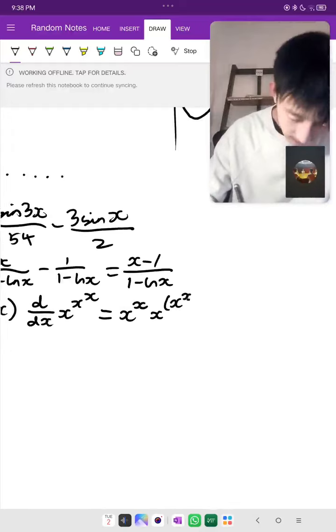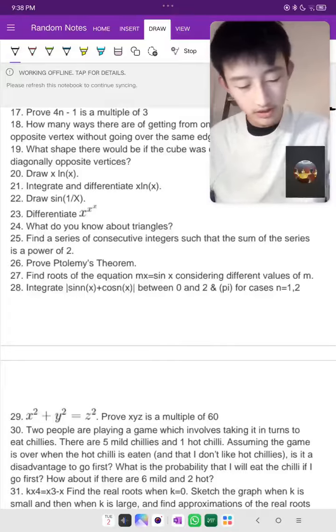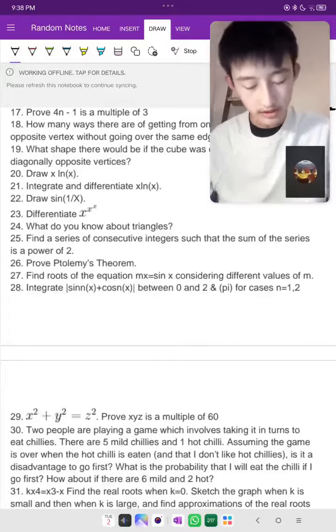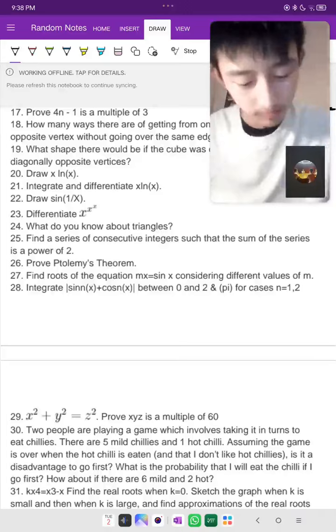What do you know about triangles? A lot. I'm not going to bother to answer that. Find a series of consecutive integers such that the sum of the series is a power of 2. 2. That surely counts. I'm sure they want more.